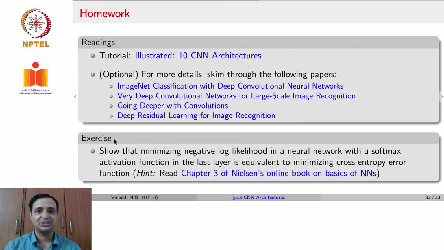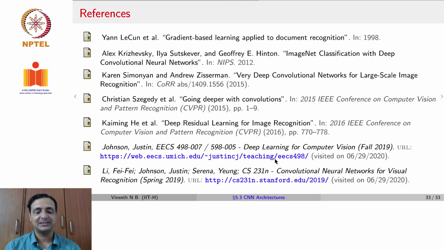The exercise for this lecture is going to be show that minimizing negative log likelihood in a neural network with a softmax activation function in the last layer is equivalent to minimizing cross entropy loss function. We are not going to work this out in the next lecture. Please read this chapter 3 of Nielsen's online book if you would like to understand this further. With that, here are your references.